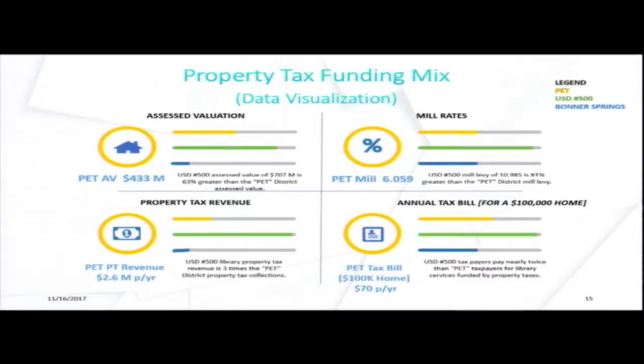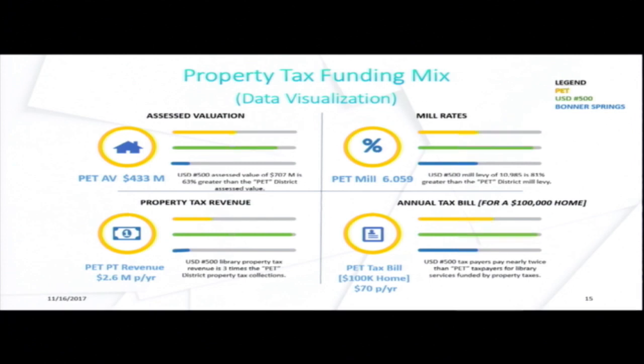So just so that you can get a visual of how all of this data looks, the same four data points are represented in these four boxes. So you can see AV. The yellow, again, is PET. The green is USD 500, and Bonner Springs is blue. So for the most part, USD 500 assessed value of $707 million is 63% greater than the Pet District assessed value, all right? Whereas on the mill rate, the USD 500 mill levy is 10.985, and that's 81% greater than the Pet District mill rate.